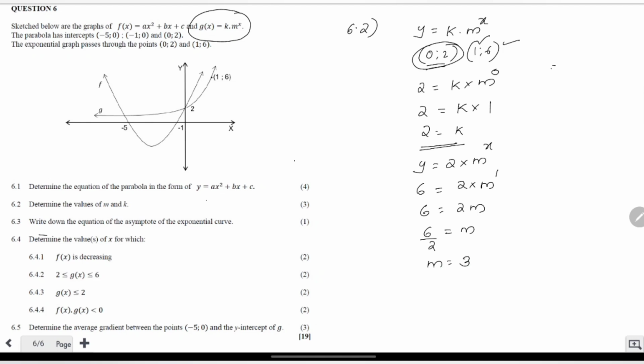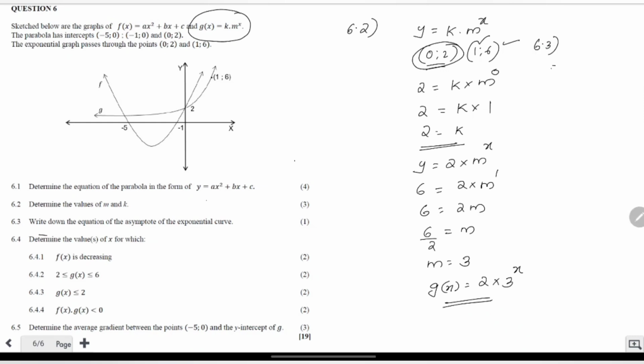We already know that m must be greater than 1. So we got 3, which means we are not going the wrong way. Is it clear now? Okay. So the equation, let me write the equation, g of x or y is equal to 2 times 3 to the power x. Do you see that one? 2 times 3 to the power x. That's how it is.